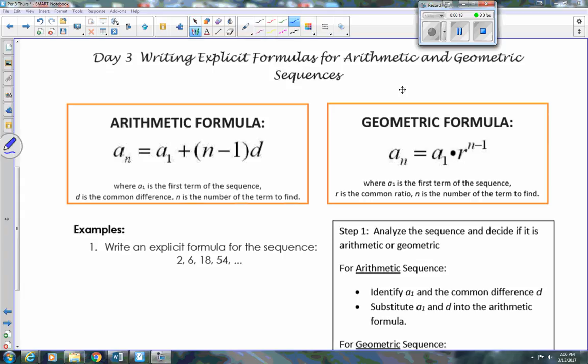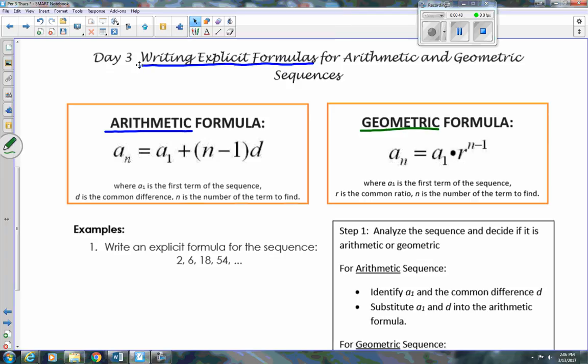We are looking at this day 3, writing explicit formulas for our arithmetic and geometric sequences, which we learned about yesterday. A couple of formulas we are going to need to use will be given to you on a reference sheet. So the good part is you don't need to memorize them. We need to be able to write explicit formulas for both arithmetic sequences and geometric sequences.